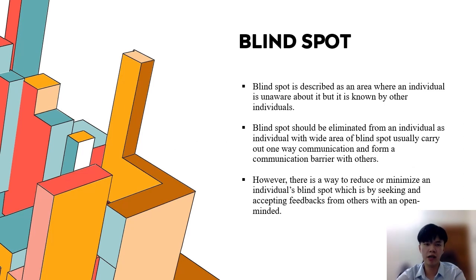Blind spot is described as an area where an individual is unaware of it, but it is known by other individuals. Blind spot should be eliminated for an individual, as individuals with a wide area of blind spot usually carry out one-way communication and form communication barriers with others. However, there is a way to reduce or minimize an individual's blind spot, which is by seeking and accepting feedback from others with an open mind.